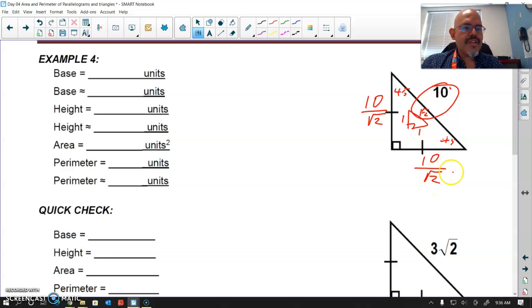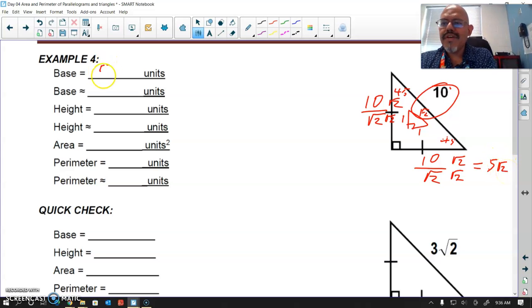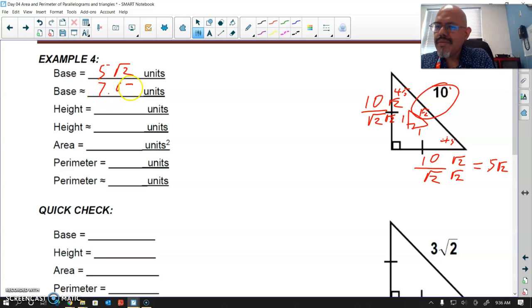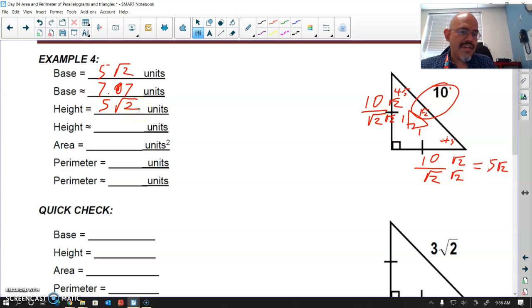If I rationalize denominators, which might as well do, that's equal to 5 square root 2. So our base is 5 square root 2, which is 7.07. And this is also 5 square root 2, because the base and the height are both equal to each other in this case.